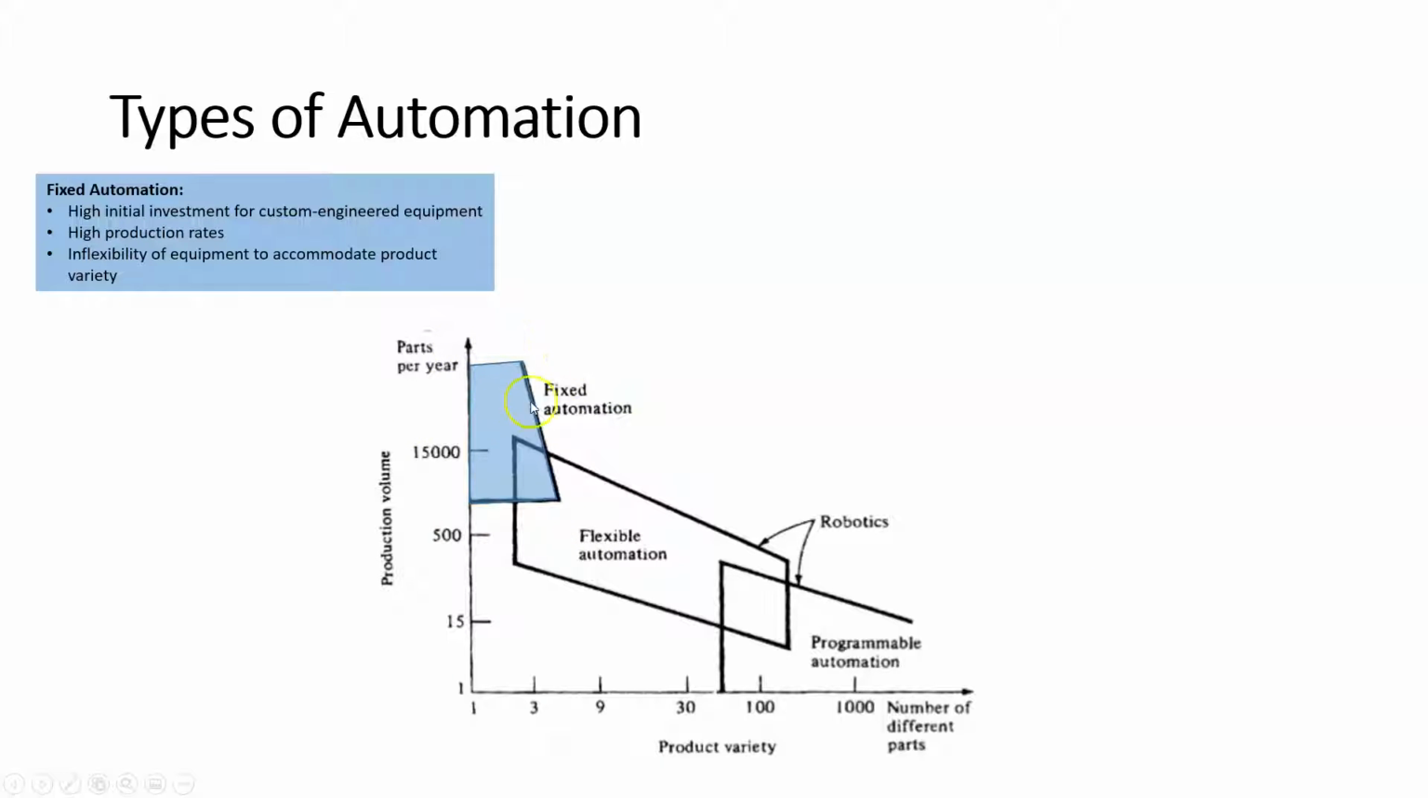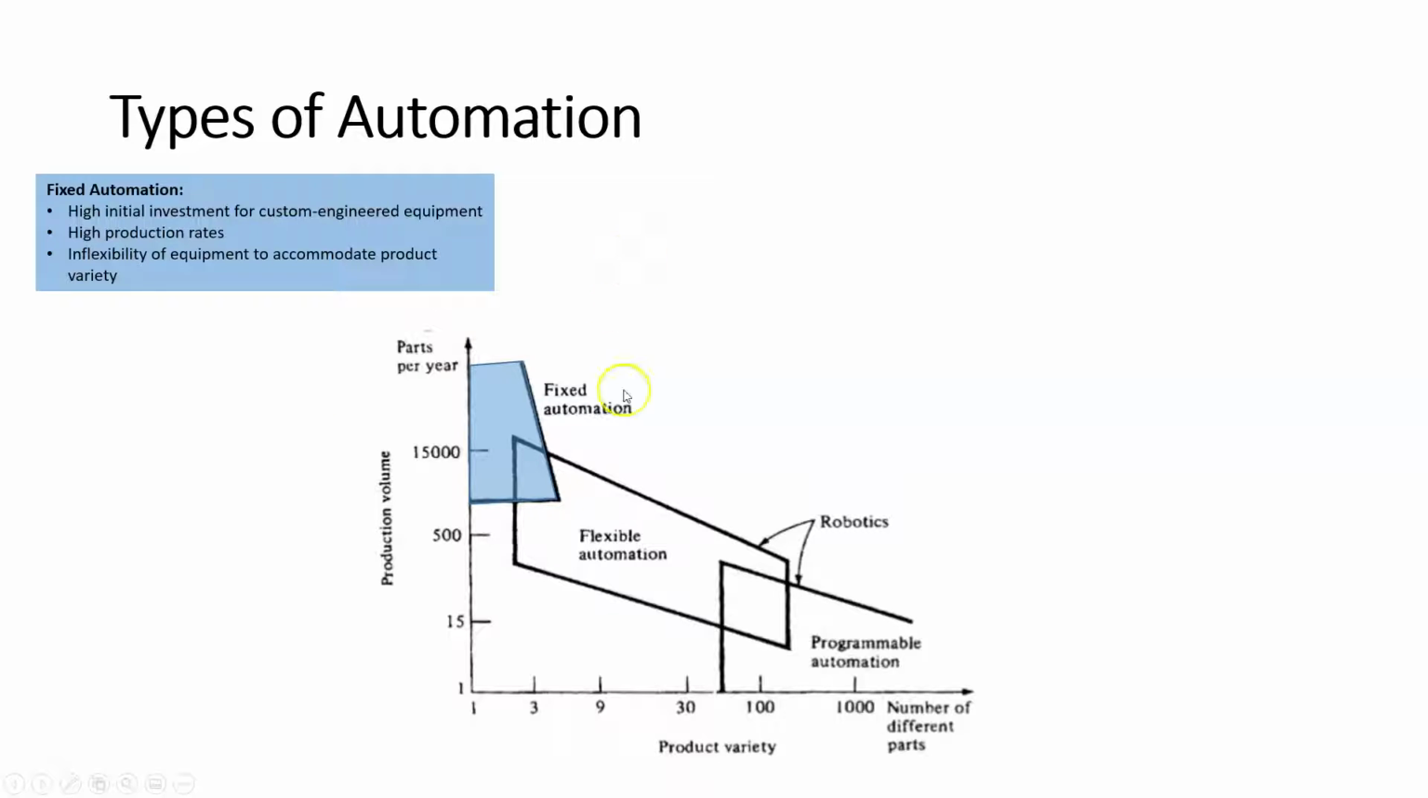Those are examples of fixed automation where we have a high initial investment for custom engineered equipment. Custom parts, custom equipment, but we have very high production rates. Very, very rapid. There is an inflexibility of equipment to accommodate product variety.